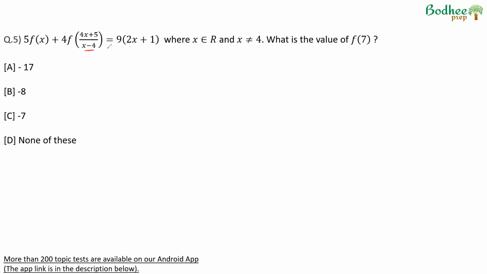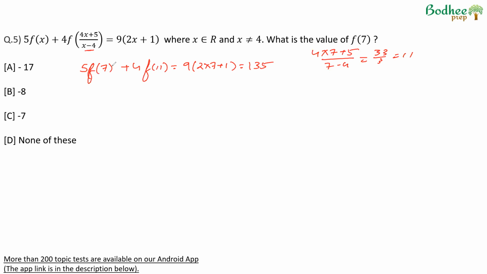Again, for questions like this, the first thing that you check is put x as 7 first of all. So 5 times of f7 plus 4 times of f of (4x plus 5) upon (x minus 4), 4 into 7 plus 5 upon 7 minus 4. This will be 28 plus 5, 33 upon 3, which is f11. So 4 times of f11 will be equal to 9 times of 2 into 7 plus 1. This is 7 2s are 14 plus 1, 15. 15 into 9 will be 90 and 135.